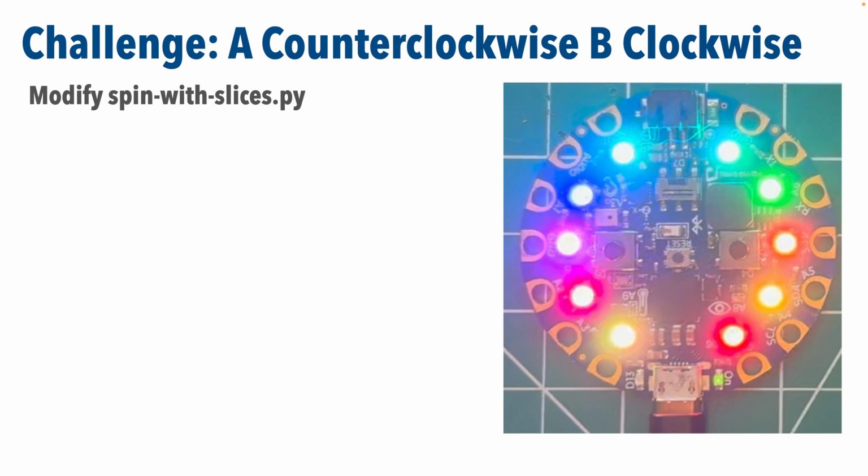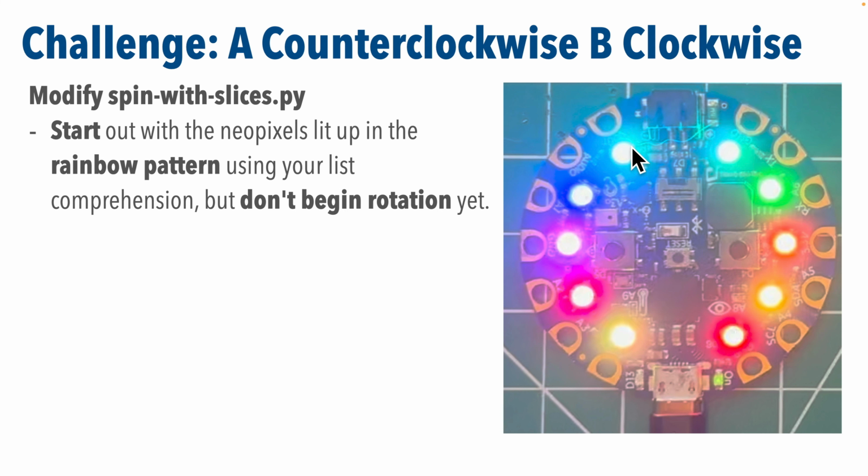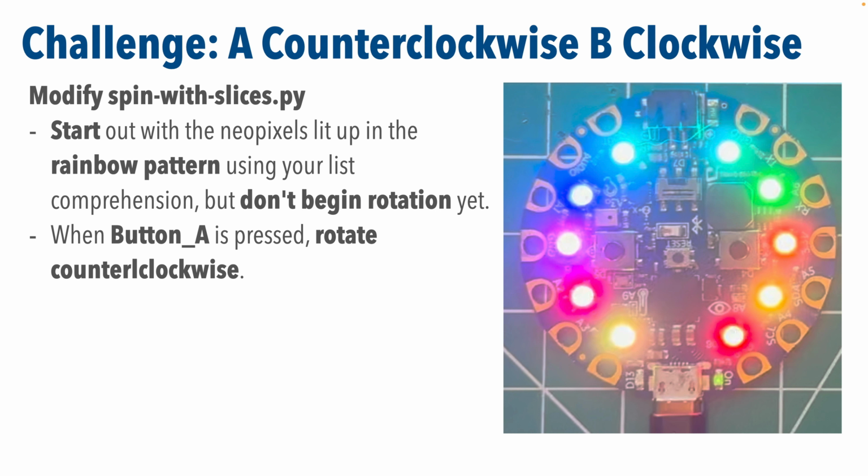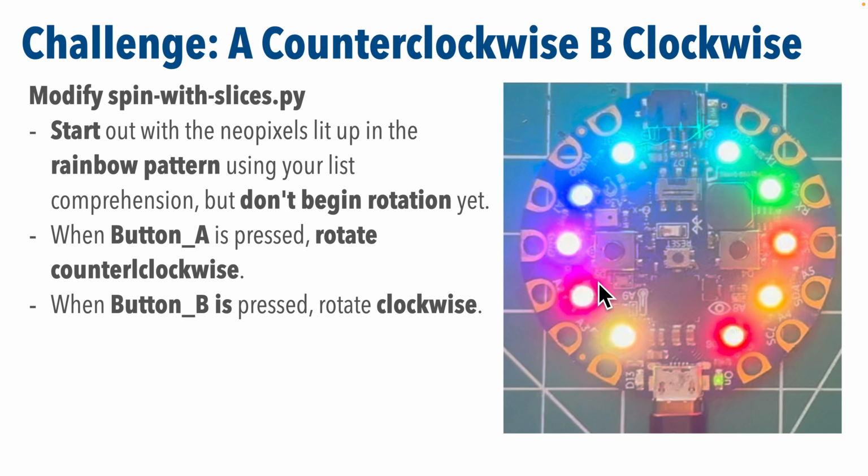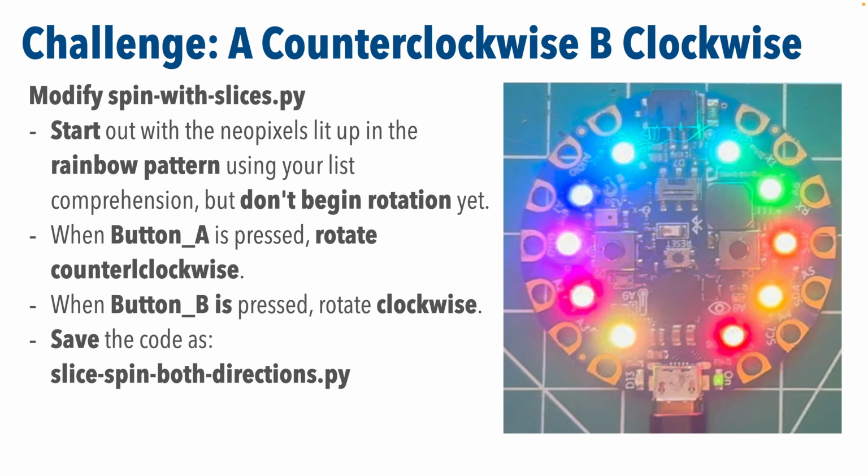So you want to modify the spin with slices.py code that we just created, and we'll start out with the NeoPixels lit up in the rainbow pattern using the list comprehension. We already coded this. Don't begin rotation yet though. Then code up the 2 buttons that are built into the Circuit Playground, and when button A is pressed, rotate counterclockwise. When button B is pressed, rotate clockwise. Save the code as slice spin both directions.py.